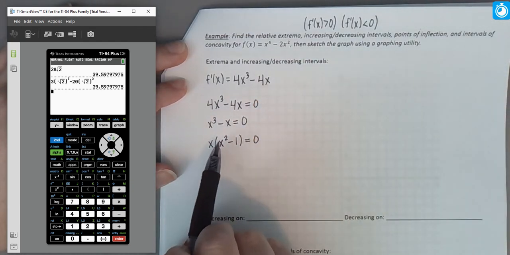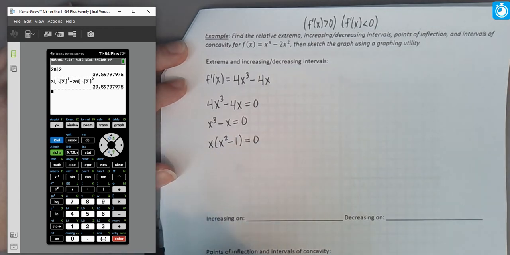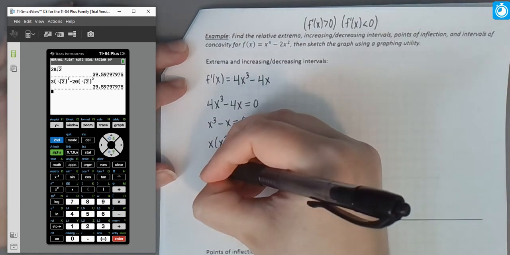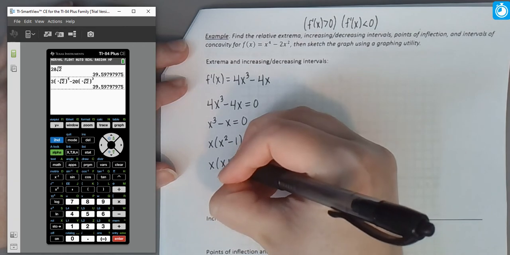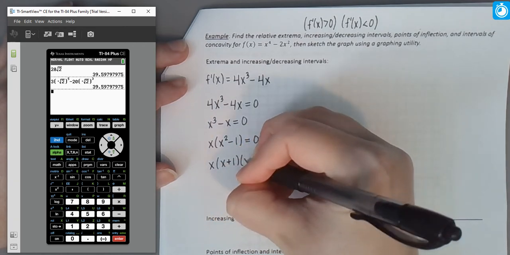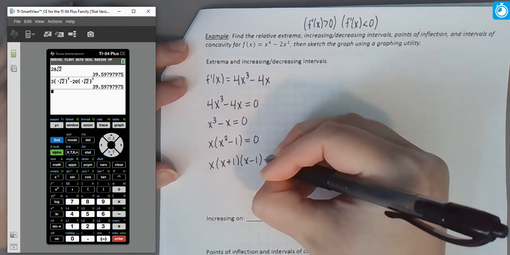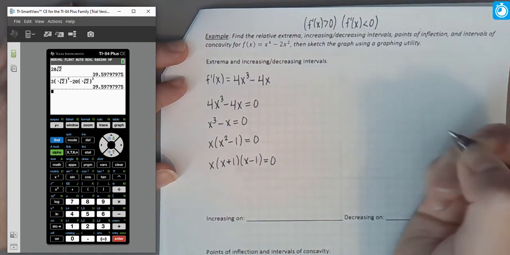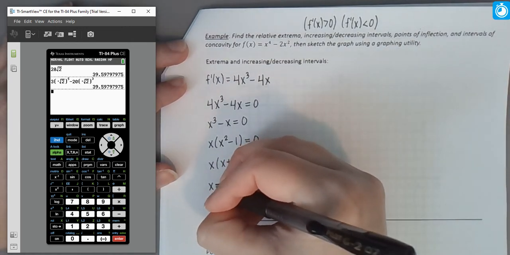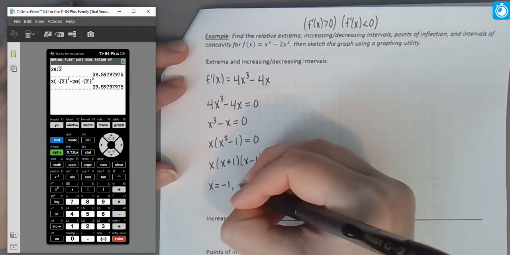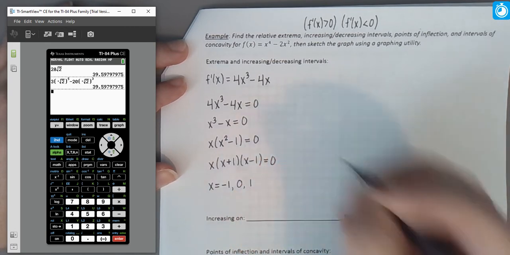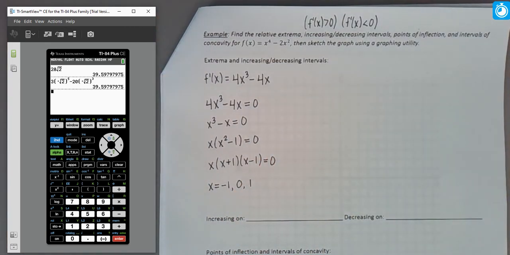Now again, this is a difference of squares, so 1 is the same thing as 1 squared. So that's going to be x times (x plus 1) times (x minus 1), which means our critical values occur at -1, 0, and 1. So those are the potential locations for a relative maximum or a relative minimum.